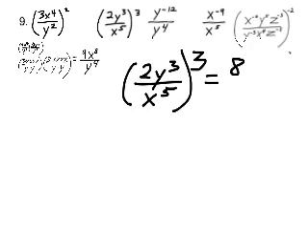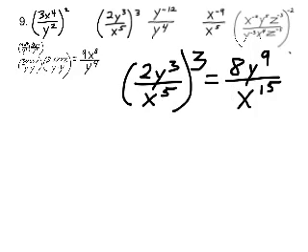And then if it's on the outside of a parentheses, I'll multiply that 3 times the y, because I've got y to the 3rd, and I've got 3 of them, so it's y to the 9. And then that's over x to the 5th. I've got 3 of those, so 3 times 5 is 15, x to the 15.